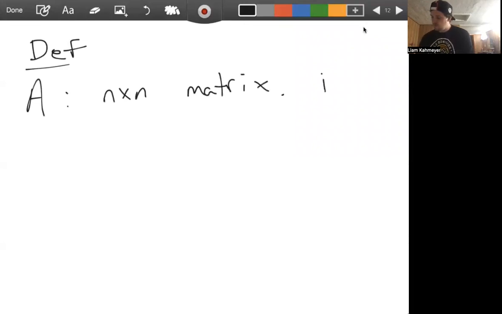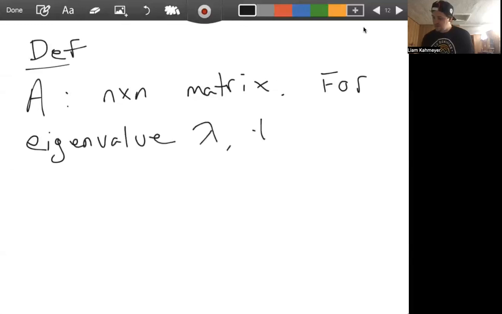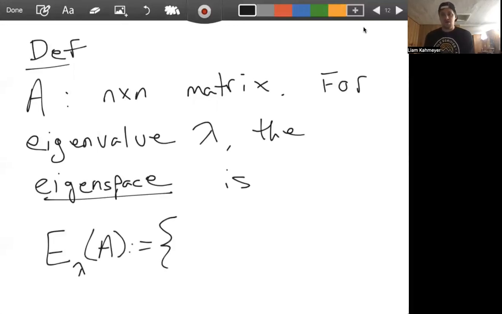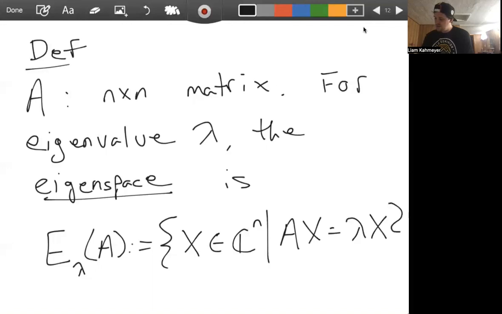Let's say for eigenvalue lambda, the eigenspace is defined as follows. E sub lambda of A is defined to be the set of corresponding eigenvectors, so it's the set of eigenvectors for that given lambda. That's X in n-dimensional complex space such that AX equals lambda X. So this is the eigenspace, and you'll have an eigenspace for each eigenvalue.